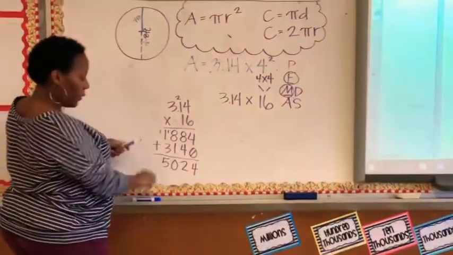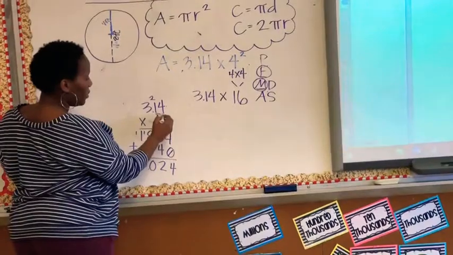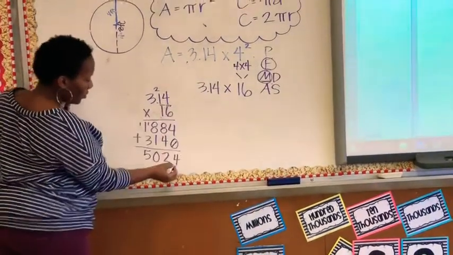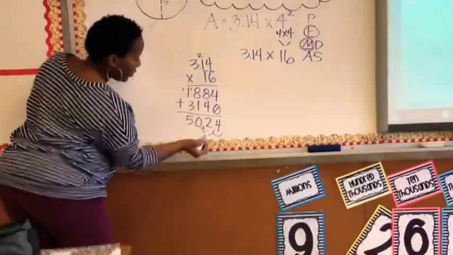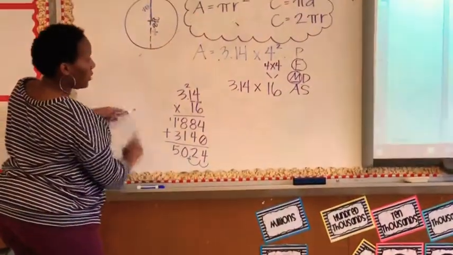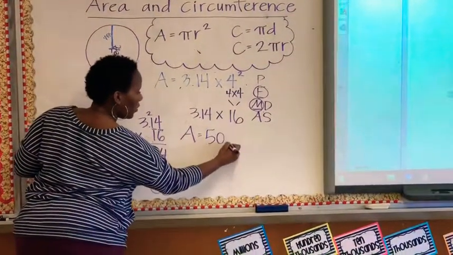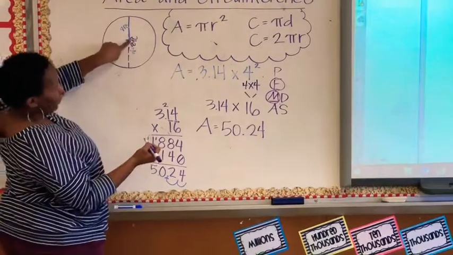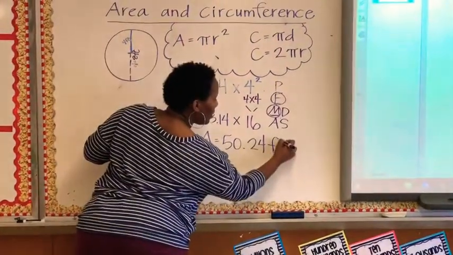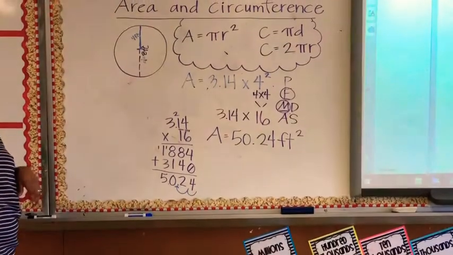All right, so then I have 5,024, and I know I have 2 numbers to the right of my decimal. So I'm gonna come down and put 2 numbers to the right of your decimal in your answer. So your area would be 50 and 24 hundredths. Then I'll look at my units, would be feet to the second power. And that's how I would find my area.